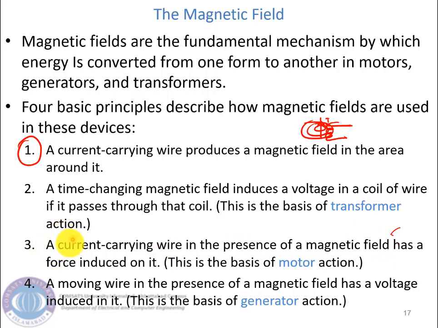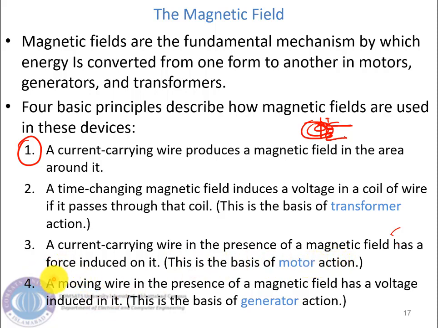I will again repeat it. If we have a current carrying wire, just like this, and there is another field already produced by, as we know, some electromagnet or permanent magnet, and we bring this current carrying wire into the presence of that magnetic field, then a force will be induced on that current carrying wire. Obviously we have to fix the magnetic field source so that it does not move. So this is the basis of the motor action.